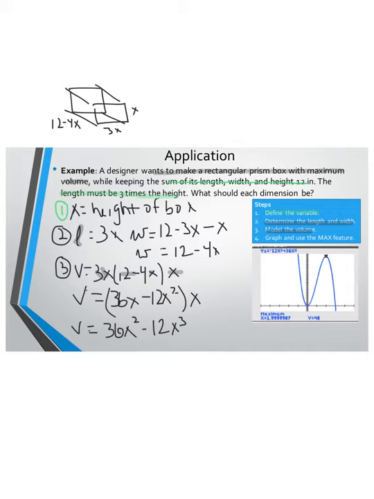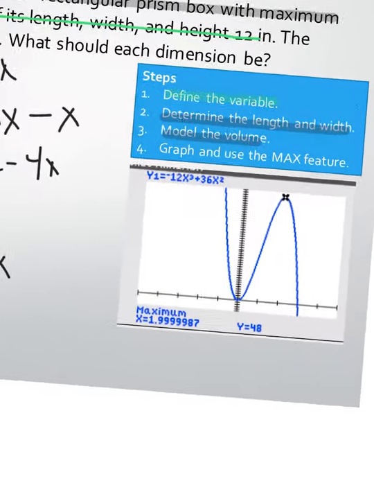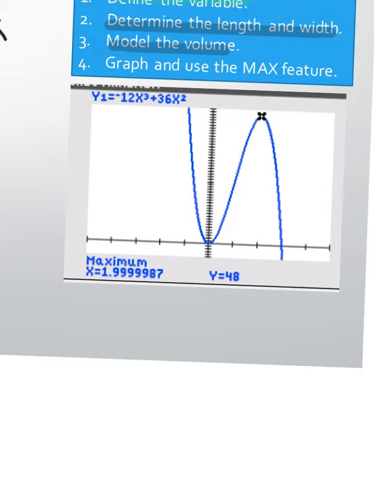So this is where we can go over to our graph to determine the maximum value. To graph, the first thing you'll do is find the y equals button and type in the function negative 12x cubed plus 36x squared. Then when you hit graph, you'll have to adjust your window. Remember, we want to find the maximum, so we're going to use the maximum feature.